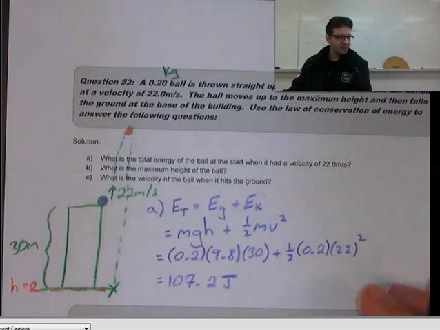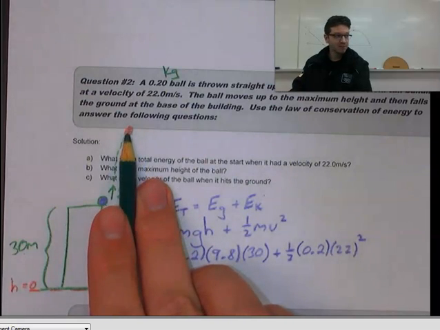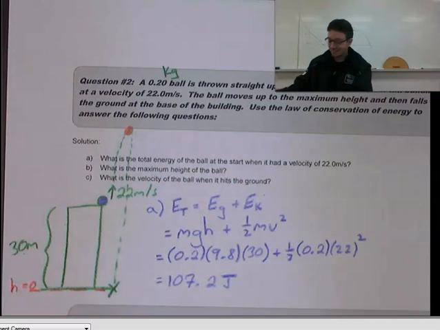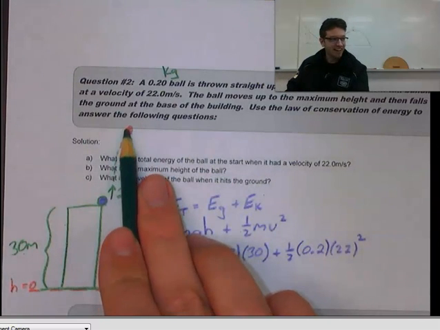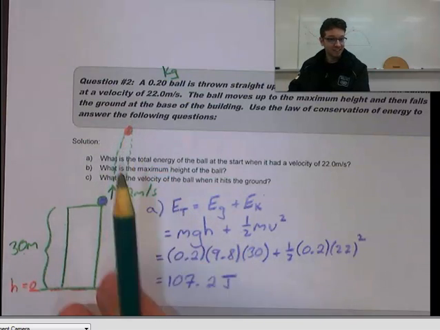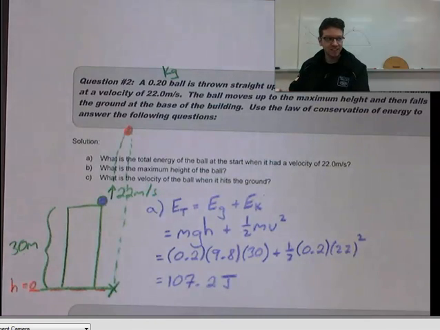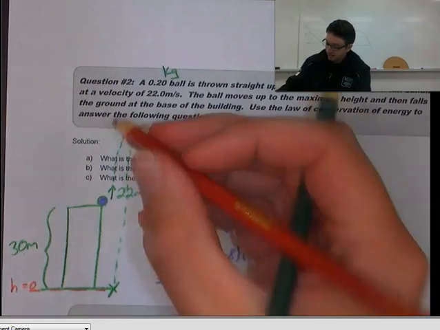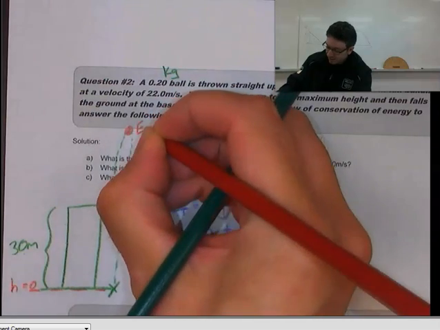All right, part B says, what's the maximum height of the ball? The maximum height comes here. As we talked about when I paused the video, when the ball changes direction from going up to going down, the instant it changes direction, its speed is 0. If its speed is 0, it has no kinetic energy. So up here, all of the energy is gravitational.